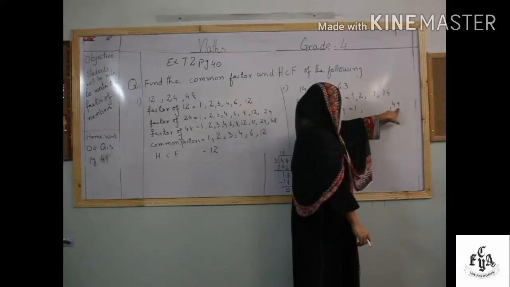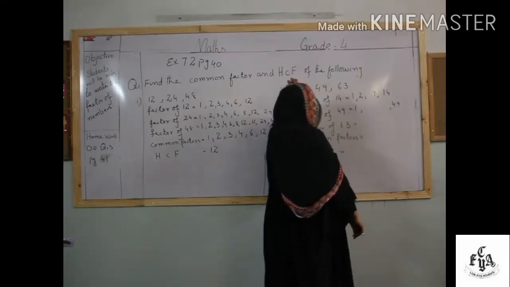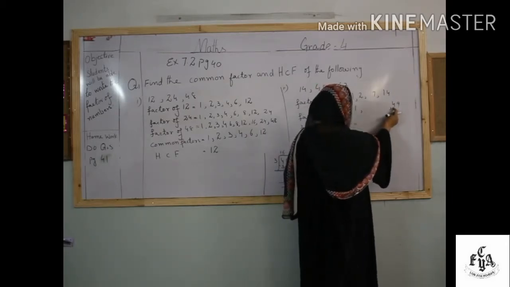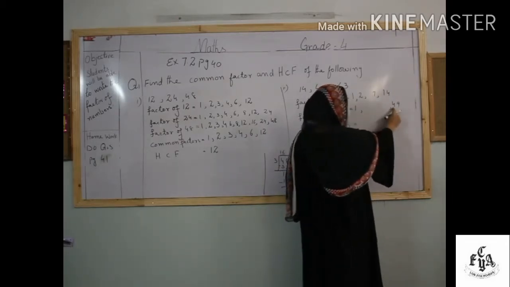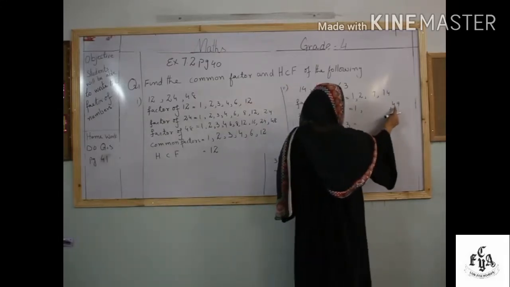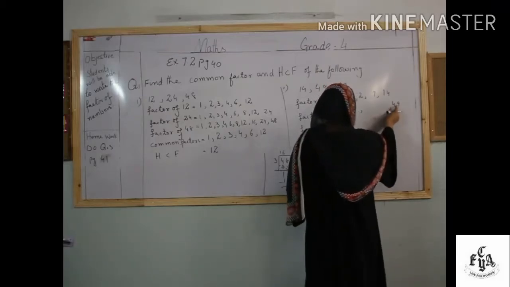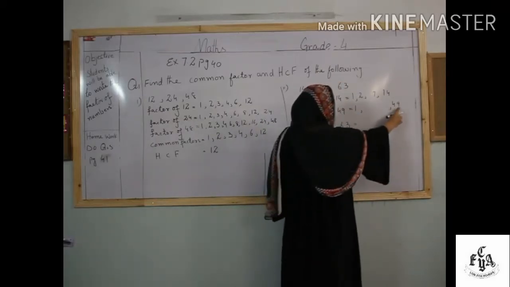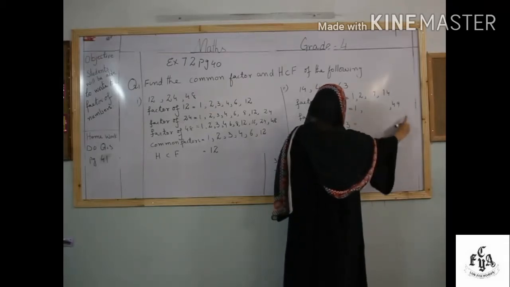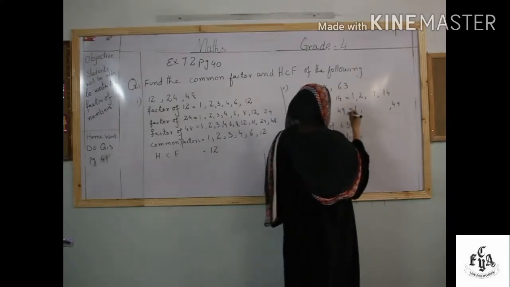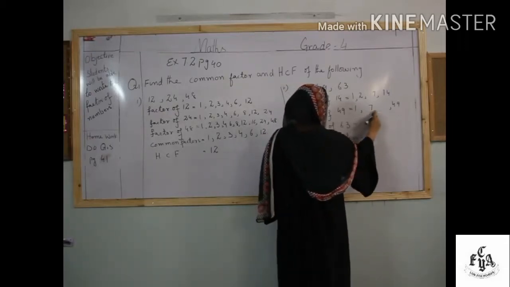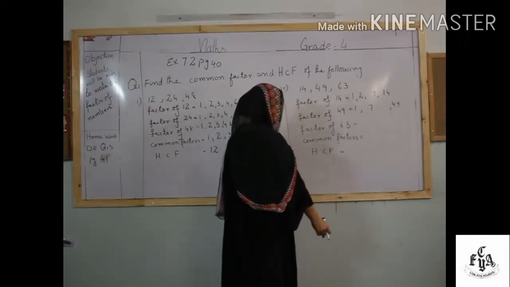9 is an odd number, so it is not divisible by 2. For 3, 9 plus 4, we will get 13, and 13 is not a multiple of 3, so it is not divisible by 3. 49 is an odd number, so it is not divisible by 4. 9 is an odd number, so it is not divisible by 5. Now we have number 7. In 7 table we have 7 sevens are 49. 1, 7 and 49 are factors of 49.